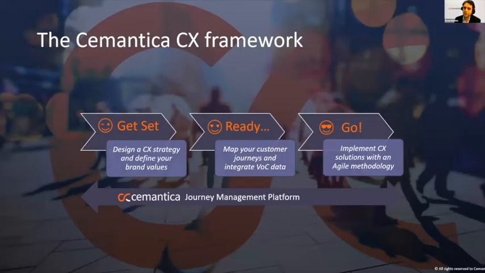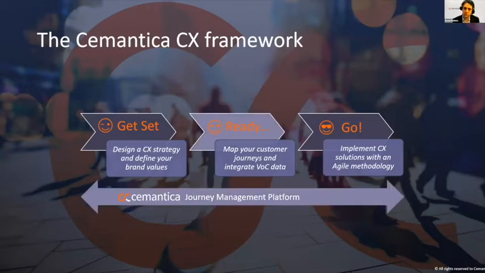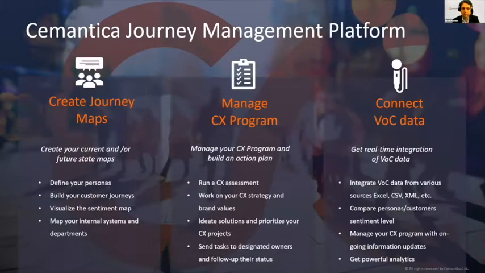The Semantica CX framework is vast. It's starting from the CX strategy and goes until the implementation, but everything is based on the Semantica journey management platform. In this session, I'm going to focus just on the second part, which is mapping customer journeys and integrating VOC data. And I'm going to walk this through an example, a sample scenario that will demonstrate how we do that.